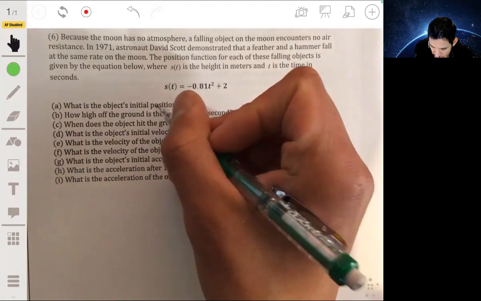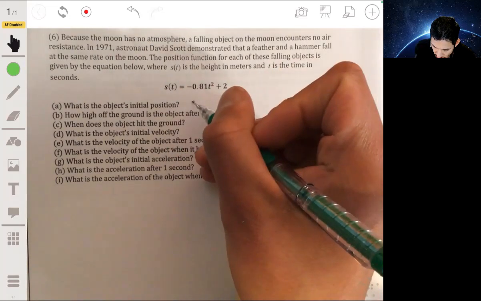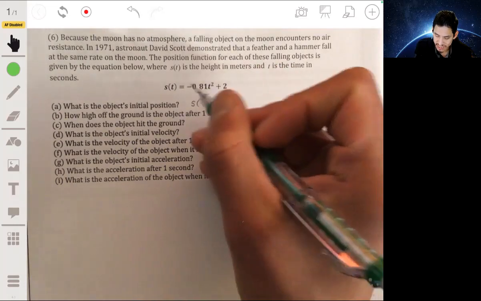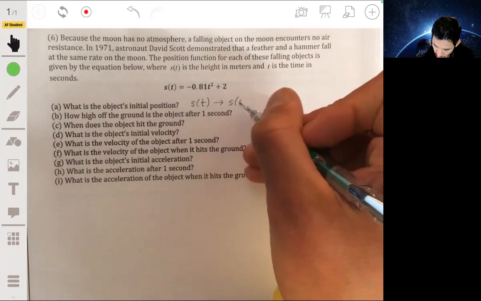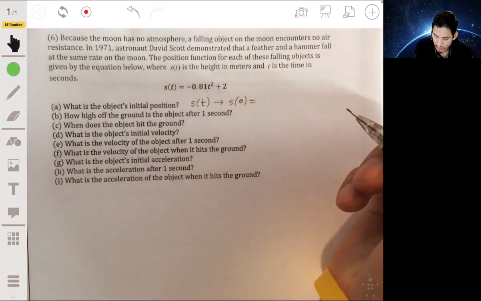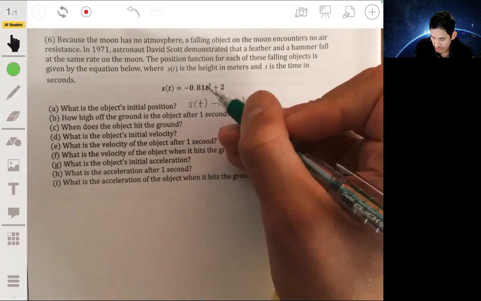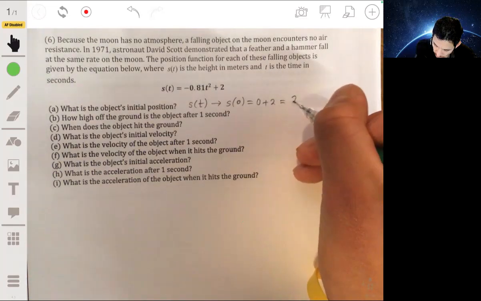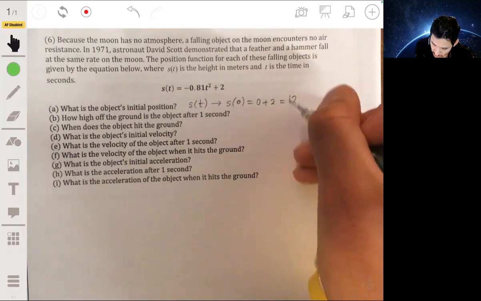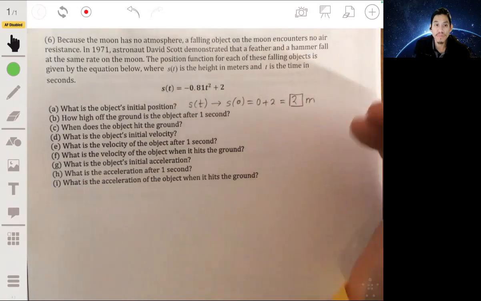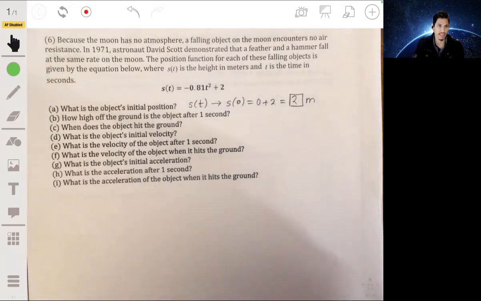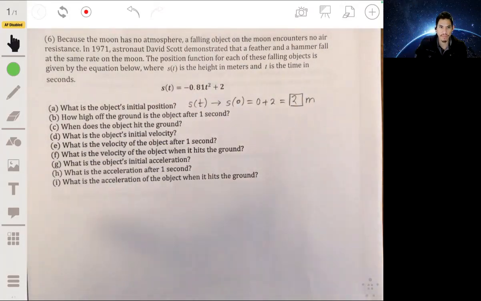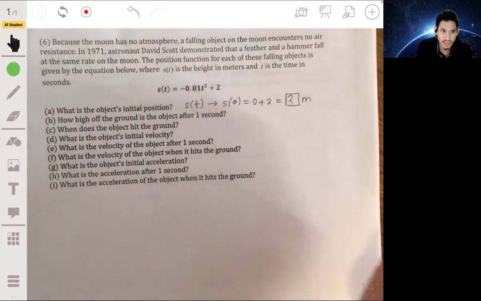Well, initial position, what's s of t? That's when we're talking about position. But what's s of t when t is 0 at the start? So what's s of 0? Well, you plug in 0 here, so you'll basically just get 0 plus 2, or just 2. So its initial position is 2 meters above the surface, because we're talking about the height in meters, again the height above the ground. So we say 2 meters above the surface if you want complete context.